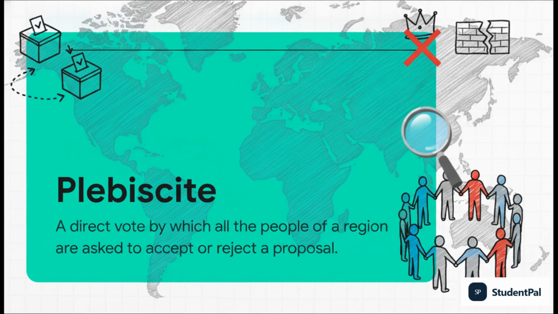Now, this is a vital textbook term you absolutely must know. A plebiscite is a direct vote by which all the people of a region are asked to either accept or reject a proposal. Renan essentially meant that a nation requires the active, ongoing consent of its people. It's like a large-scale solidarity, a daily agreement that we all want to live together. It's so much more than just borders drawn on a map by kings.